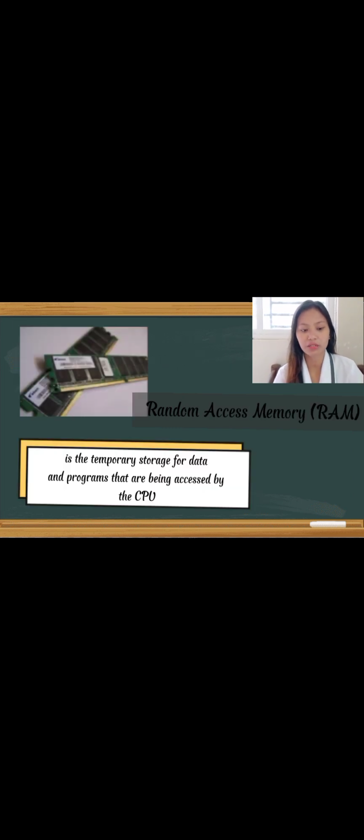And random access memory, or RAM. Random access memory is the temporary storage for data and programs that are being accessed by the CPU. RAM is a volatile memory, which means that the contents are erased when the computer is powered off. The more RAM in a computer, the more capacity the computer has to hold and process large programs and files.